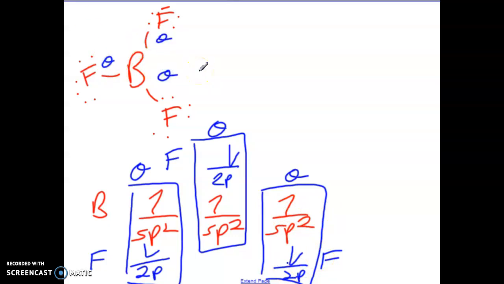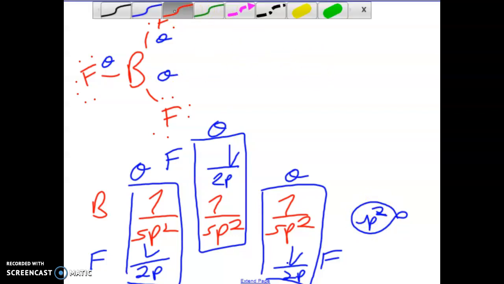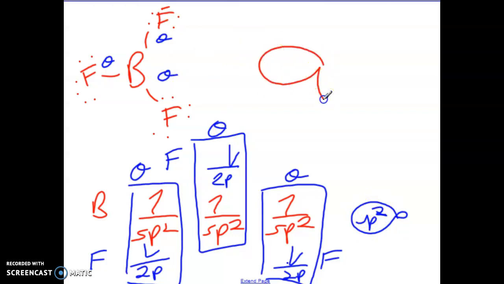Now, when you go to draw these, sp2 looks pretty much the same as sp3. You have a big lobe and a little lobe. So when you're drawing this, you only need to draw this larger lobe. So my boron, I'll keep them as red, is going to have 3 sp2 orbitals.